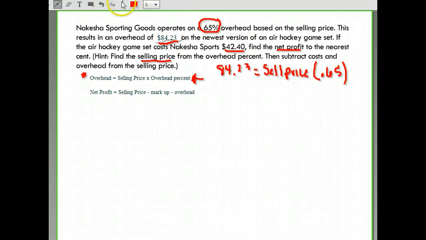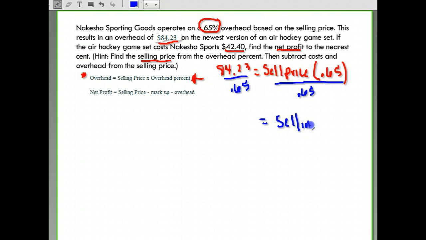Okay, so again, when solving, you want to get the selling price by itself. Right now it's multiplied by 0.65, so we do the opposite and divide both sides by 0.65, and that should give us the selling price. When we do that, we get $129, and we round to the nearest cent, 58 cents. So they are selling the air hockey table for $129.58. We need to find the net profit.